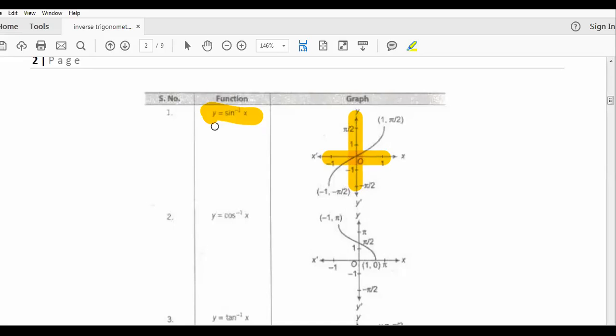याद रखना बेटा, domain of sin inverse x function is -1 to 1 along the x axis, and the range of the function is along the y axis from -π/2 to π/2. Is it clear? So when we draw the graph, this will be a curvilinear graph like this. So this is a graph. Is it clear?